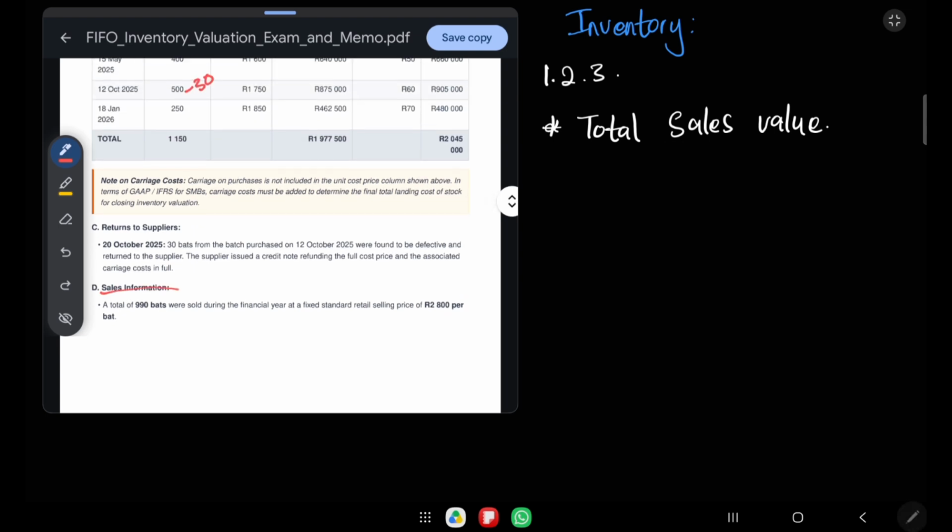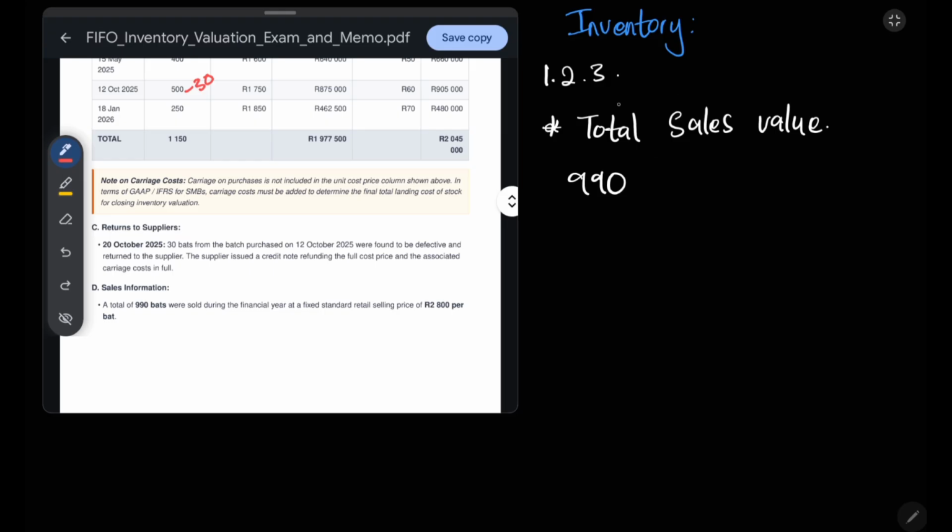Let's look at the information. Section D is about sales. It literally says sales information. So we have a total of 990 beds were sold during the financial year at a fixed standard retail selling price of 2,800 per bed. So for this question, you can just say you sold 990 beds, right? So we'll say 990 times we sold the beds at 2,800 per bed. We'll say 990 times 2,800, which is 2,772,000.